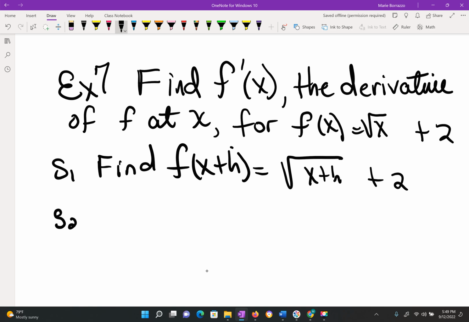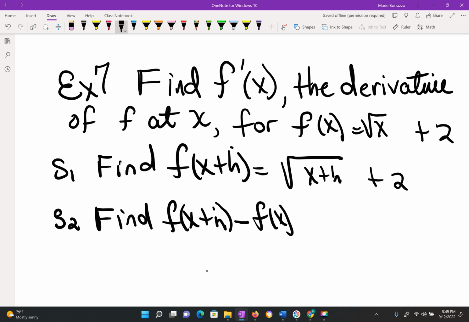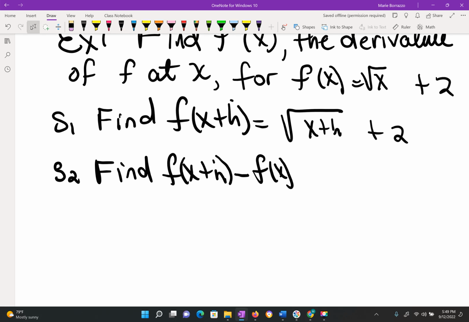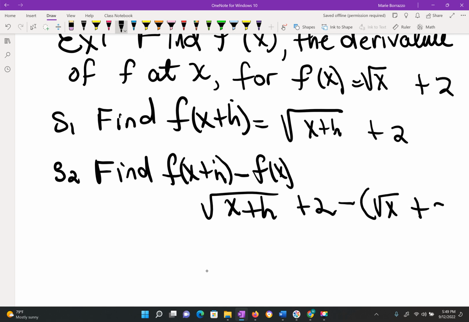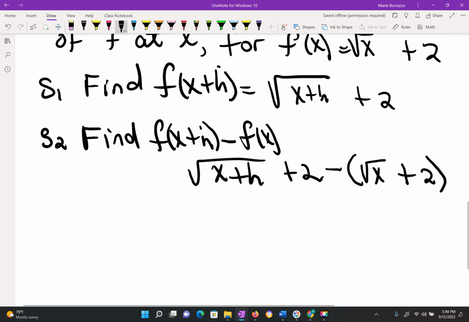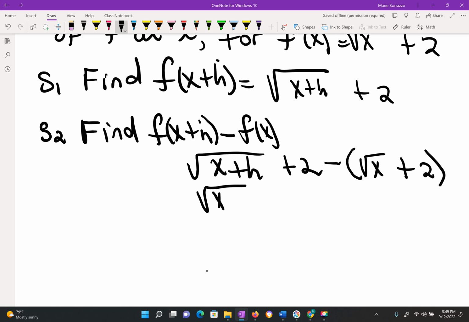Step 2. We're going to write this as the numerator. So we're going to write this as f of x plus h minus f of x, which we already have. So what we have here is the square root of x plus h plus 2 minus the square root of x plus 2. That's all they want us to do right now. This is step 2. So that means that I have the square root of x plus h plus 2 minus the square root of x plus 2.